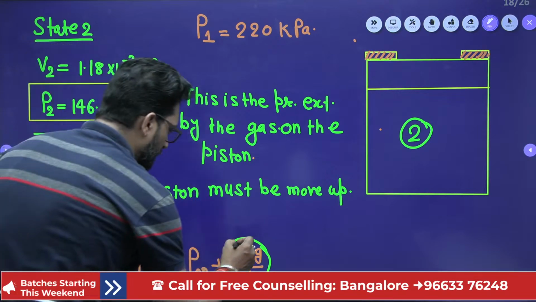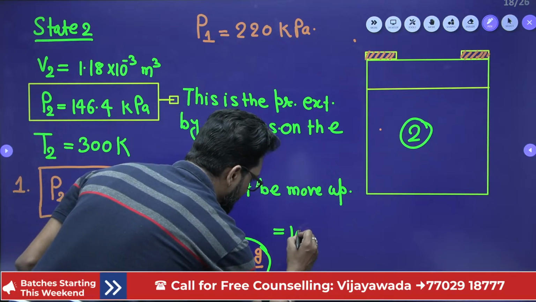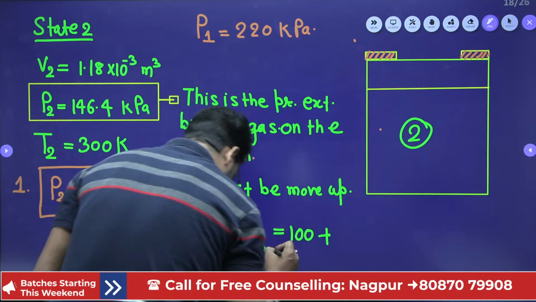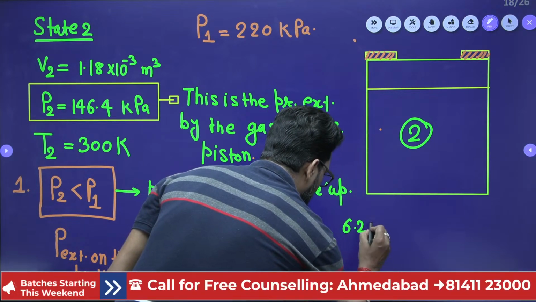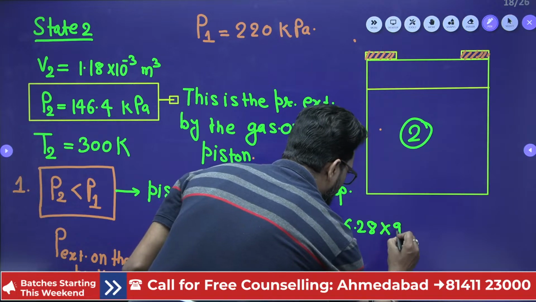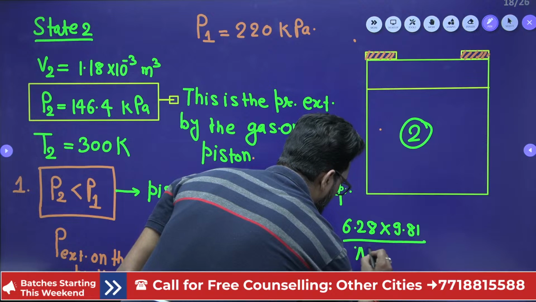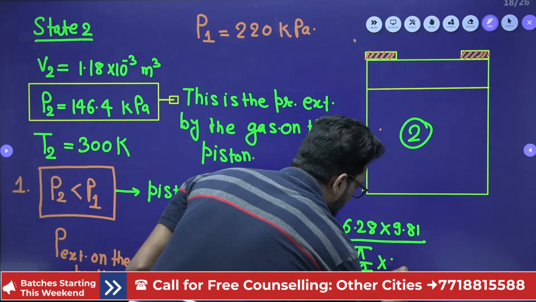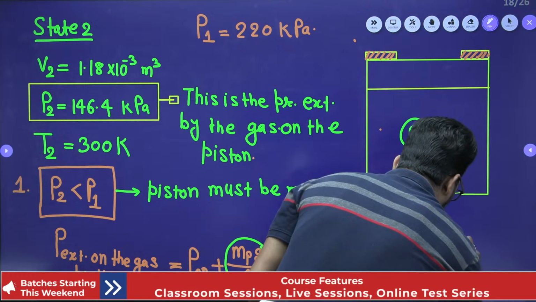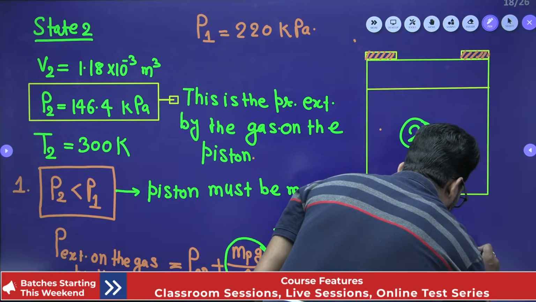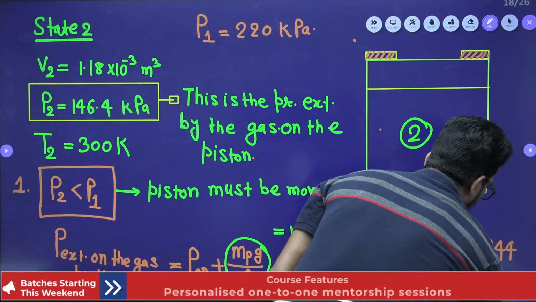So, what is P infinite? 100 plus mass of the piston 6.28, g 9.81, divided by area pi by 4, D 0.1 squared. If you calculate, this is your 107.844 kilopascal.